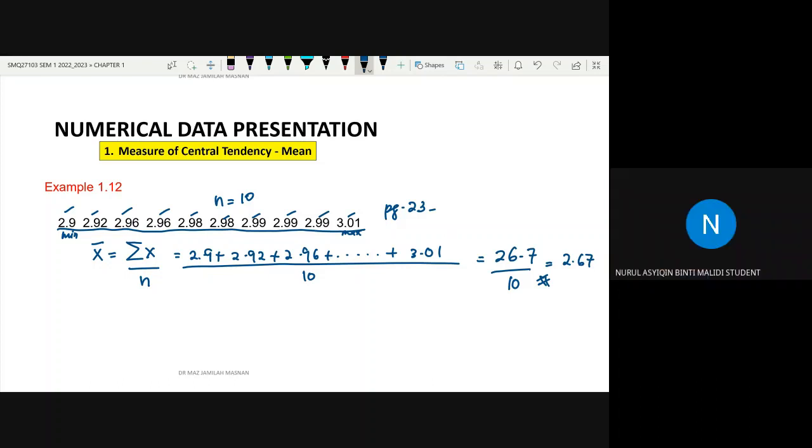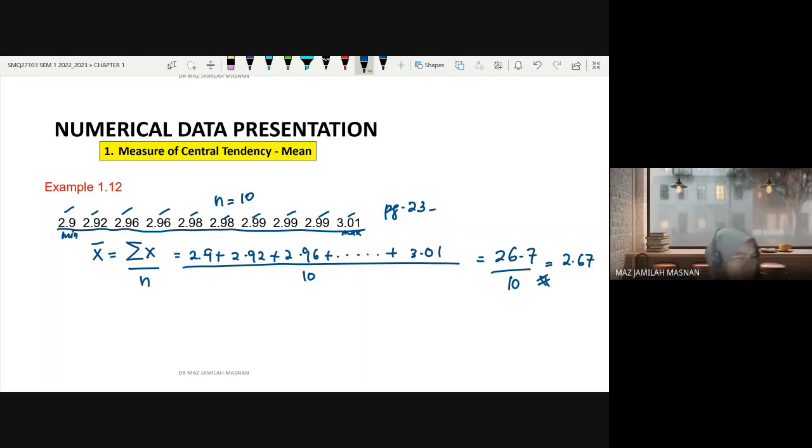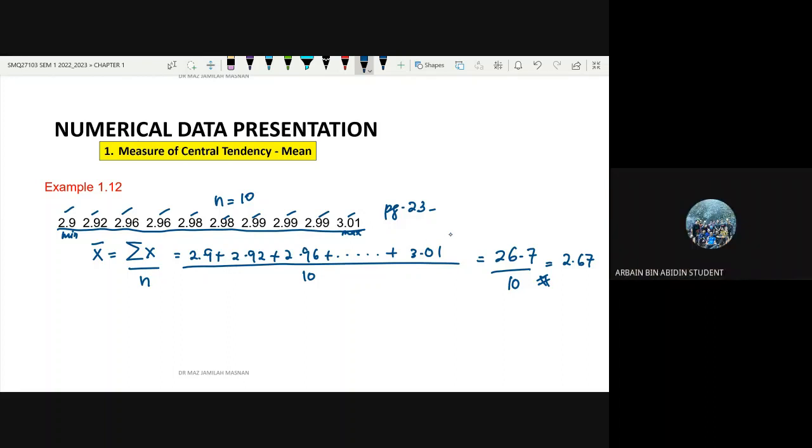Wow. 3 point? Did you hear the voice just now? 3 point what? Ya Allah. Can someone please check? Is this correct? 2.67. Yes, madam.